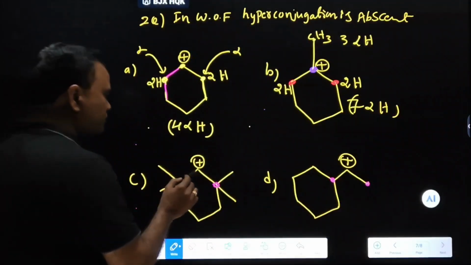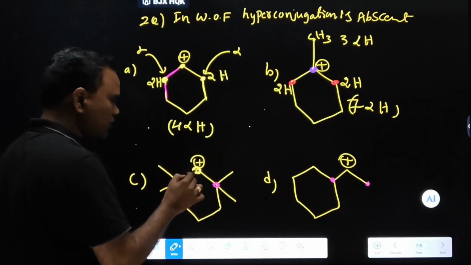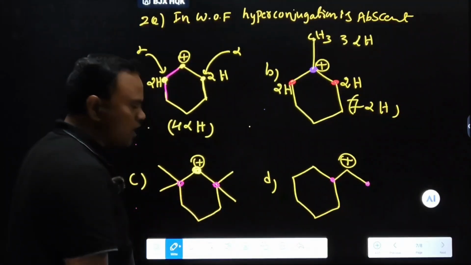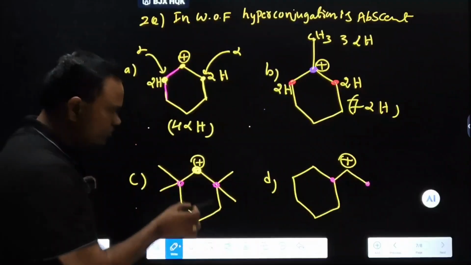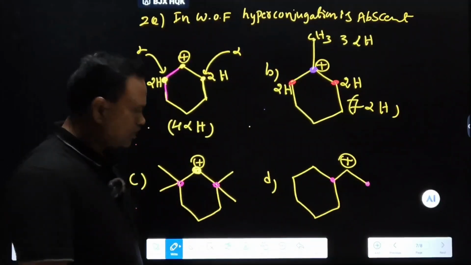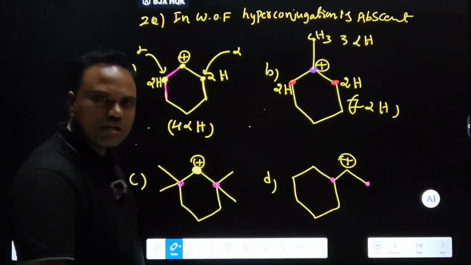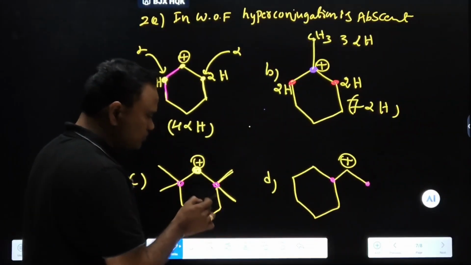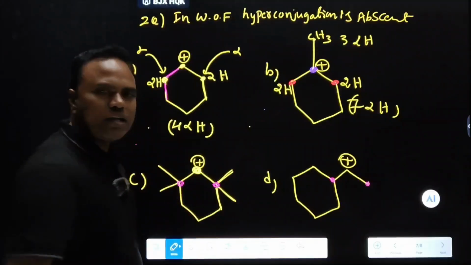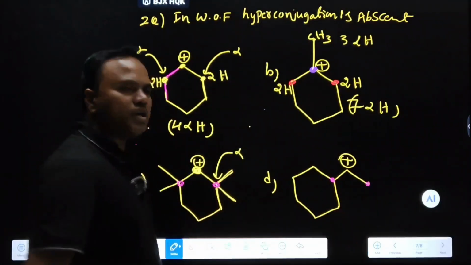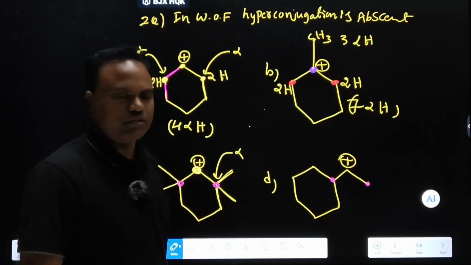Okay, now look at this yellow dot. Consider the yellow dot as the carbocation. These pink carbons are alpha carbons. Now you tell me, does this pink carbon have any hydrogen? No. Why? Because this pink carbon is already surrounded by 4 bonds: 1, 2, 3, 4. So it does not have any alpha hydrogen. It is an alpha position, but it does not have any alpha hydrogens.